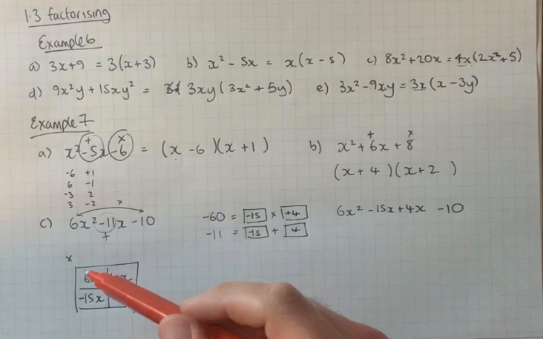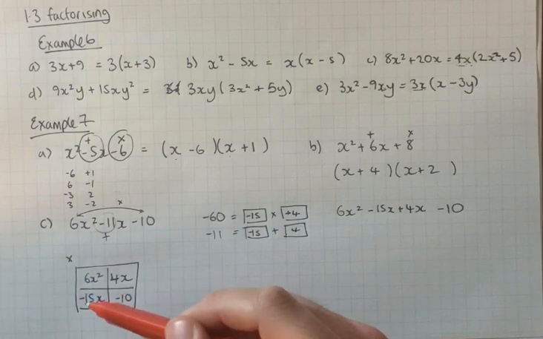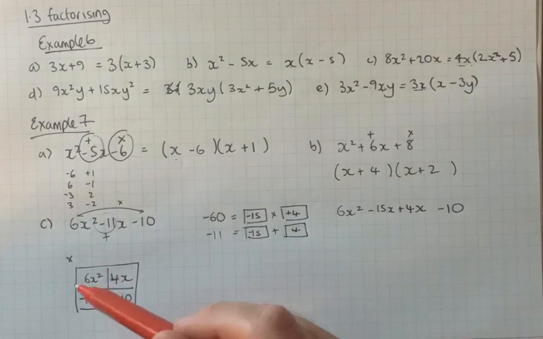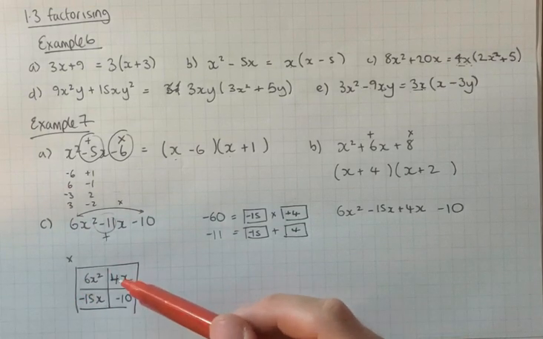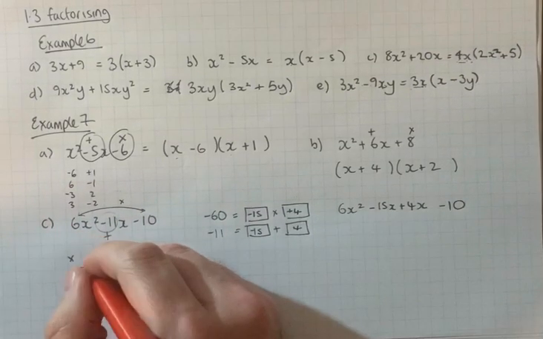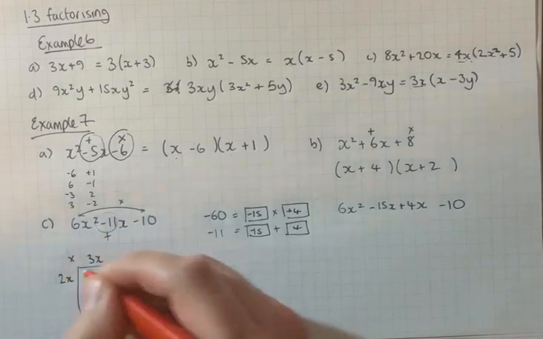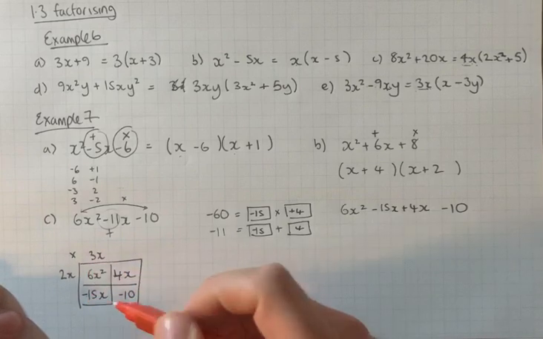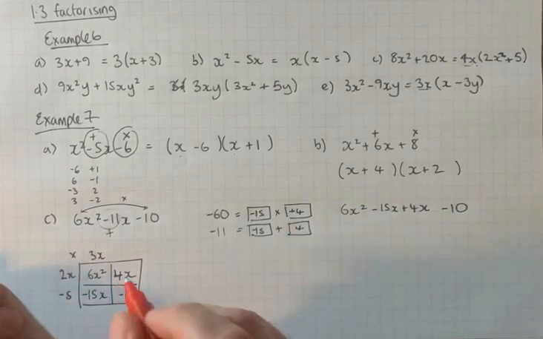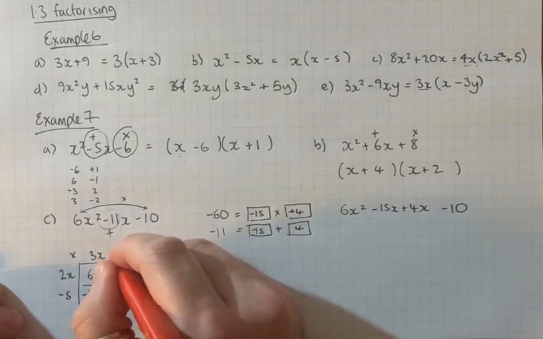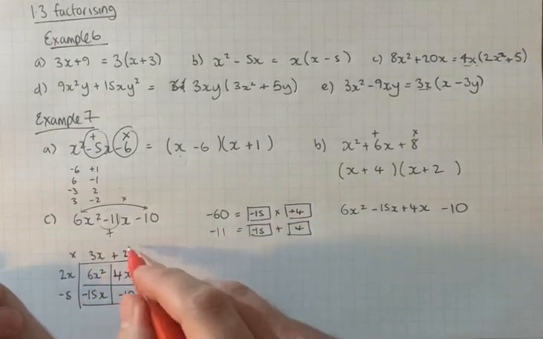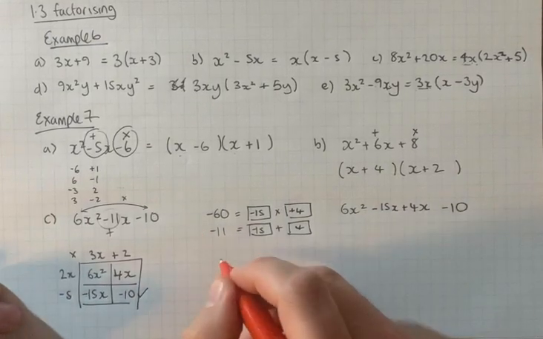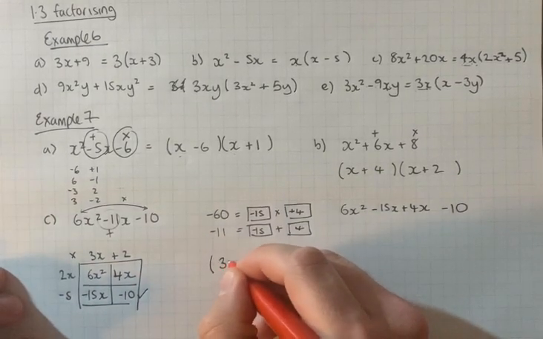So it can't be 6x and x because 6x doesn't fit into 15x, and 6x doesn't fit into 4x, so it has to be 3x and 2x. This can't be 3x because 3x doesn't fit into 4x, so it has to be 3x and 2x. Those are the only possibilities. And what do you times 3x by to get minus 15x? Well, minus 5. What do you times 2x by to get 4x? 2. Just check this one works. Minus 5 times 2 is minus 10. It works.